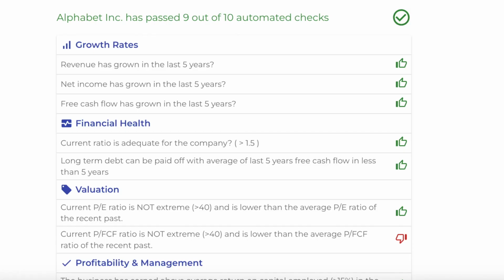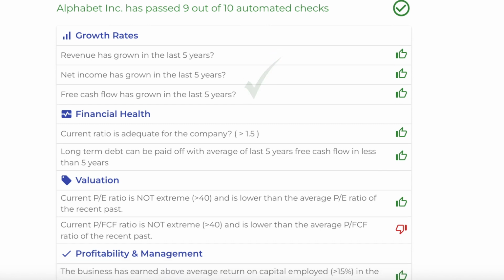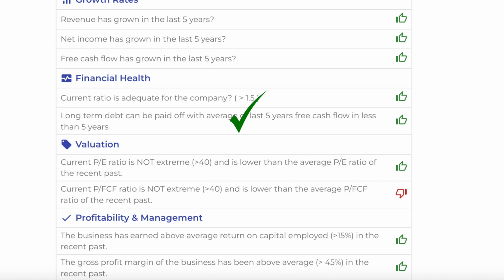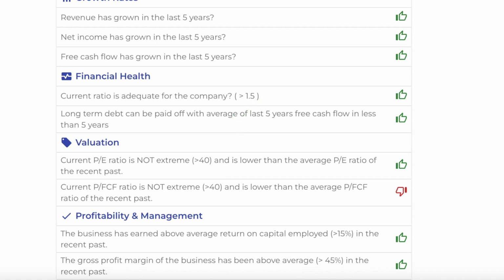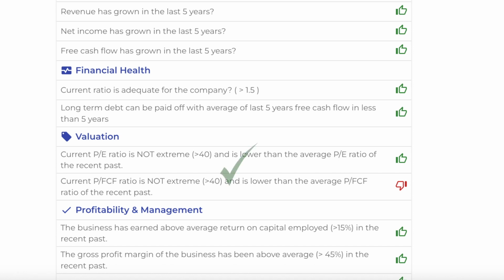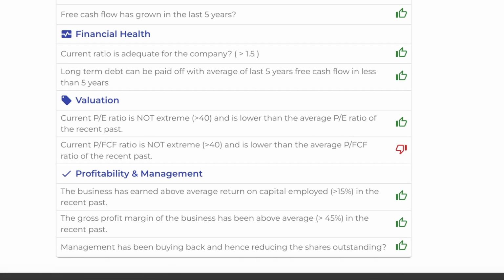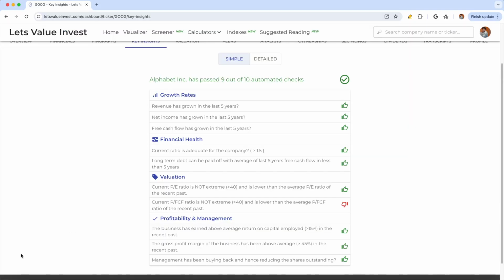Next, the stock is evaluated for its growth using 3 metrics, then the financial health using 2 metrics, and then how is the current valuation compared to its historical valuation based on 2 metrics, and finally the profitability and management is evaluated based on another 3 metrics. That makes it a total of 10 parameters to quickly see how the business under consideration is. Let us see what those key metrics are and how Alphabet stock does against those.